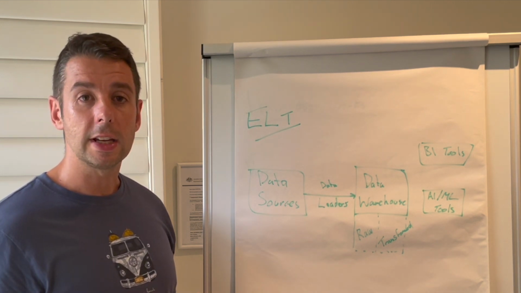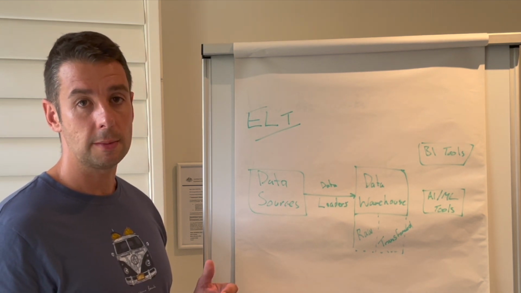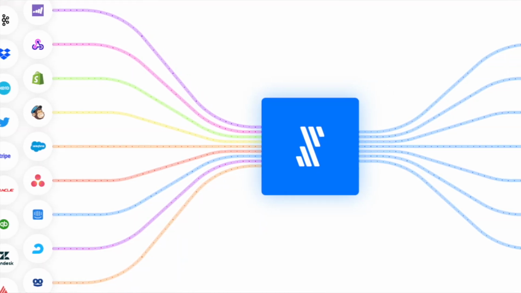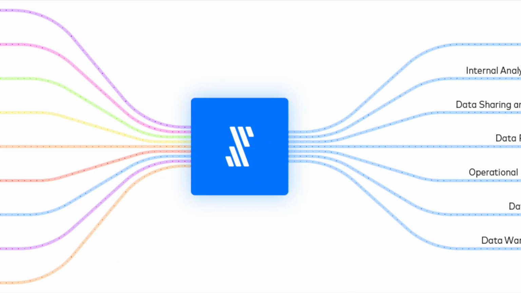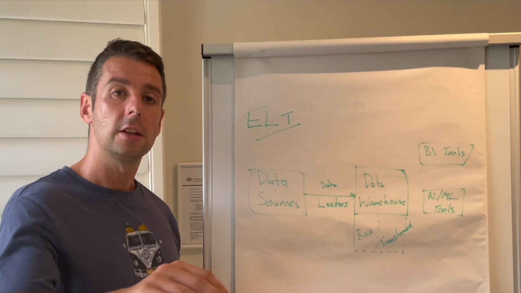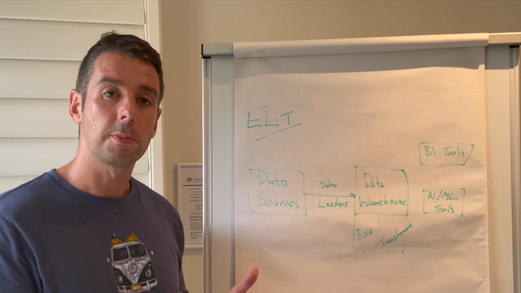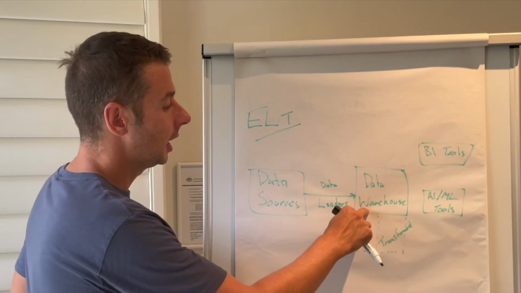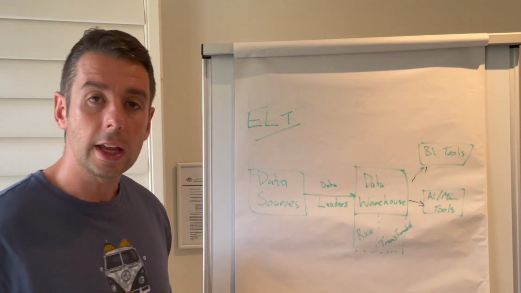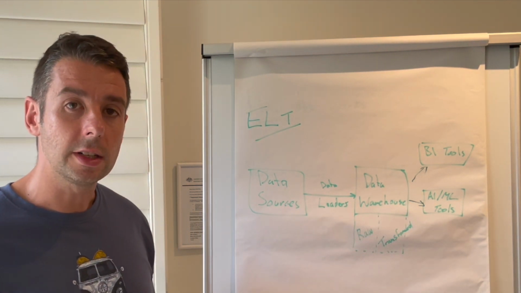It was then very easy for companies like Stitch and Fivetran to come along, offer a plug and play mechanism to say, we'll extract all the data from your data sources because we know what they look like, and we'll push them straight into your data warehouse. So then you can focus your time on your custom business logic, transforming that data and getting it ready for your BI and AI ML tools and any other data consumers downstream who needed to use that data.